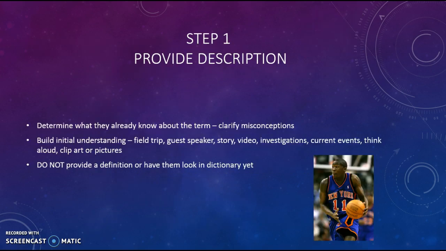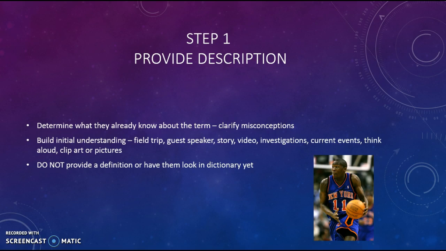So the first being provide a description. So we're going to determine what do they already know about this particular term, and what misconceptions might they have that we need to clarify. And we're going to kind of build on that initial understanding. And some ways you can do that is through a field trip, through guest speakers, through stories, through videos, investigations, current events, think alouds, clip art, or pictures.